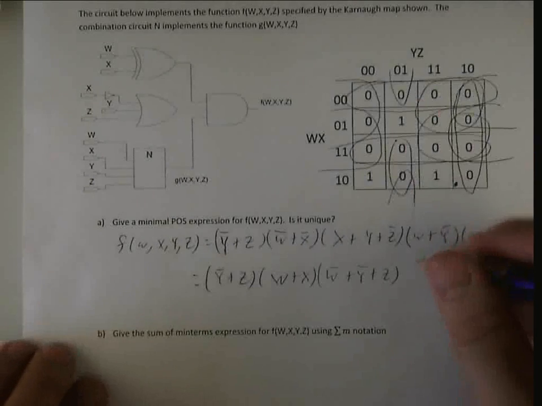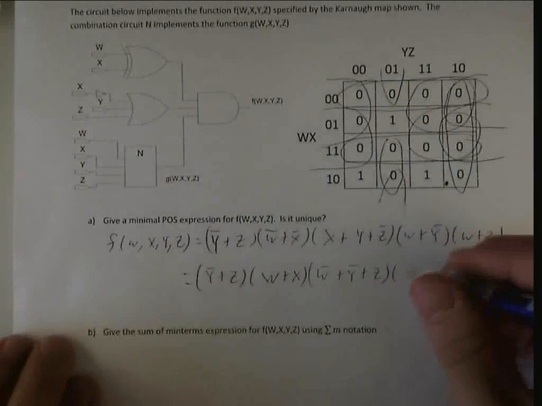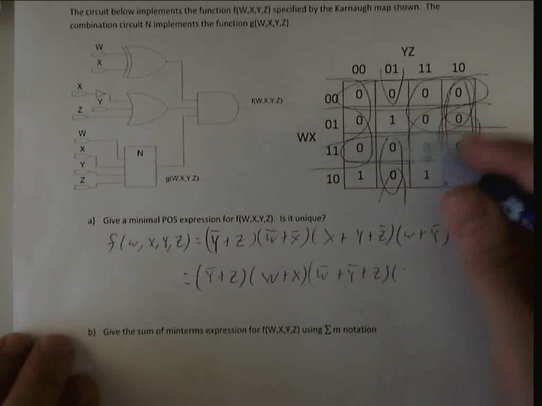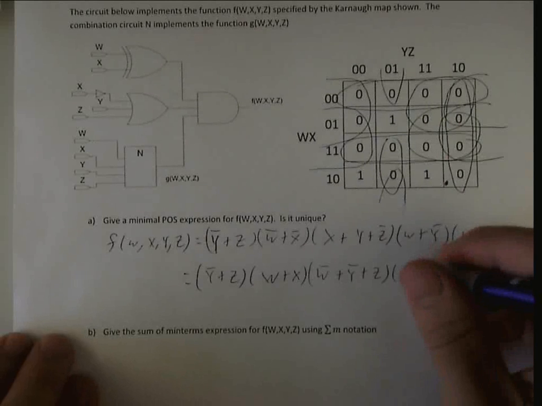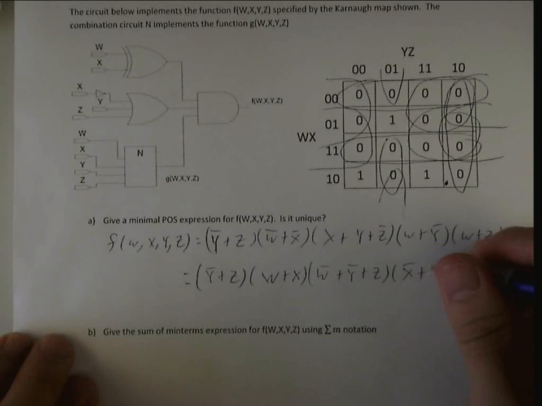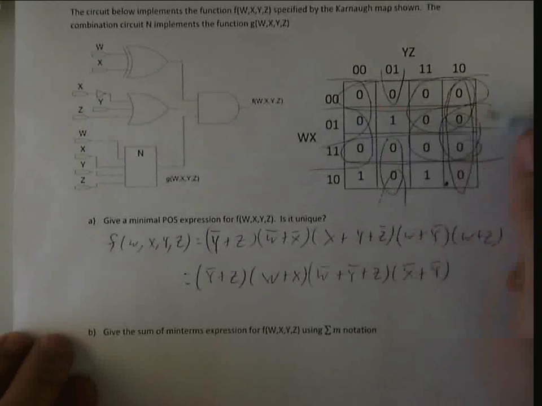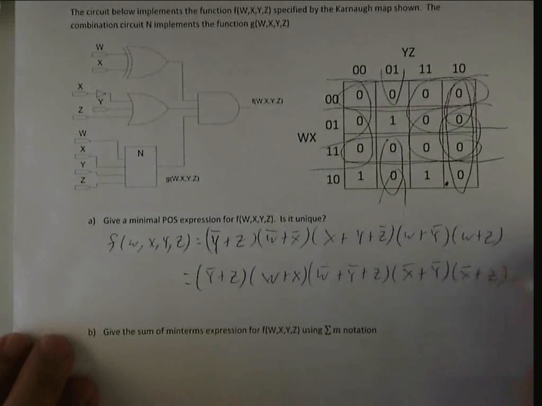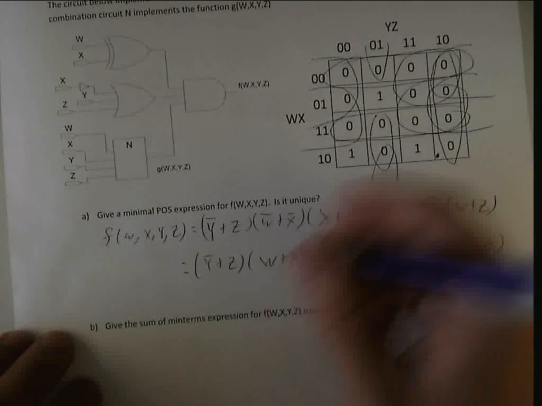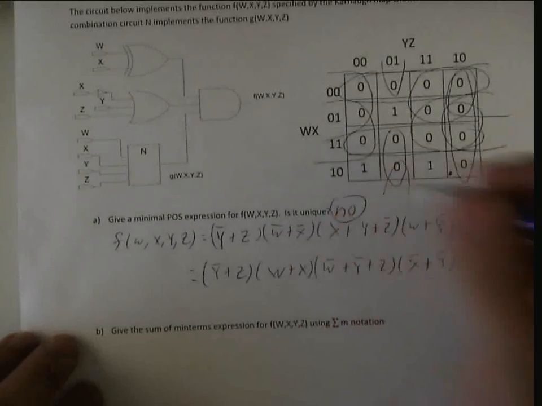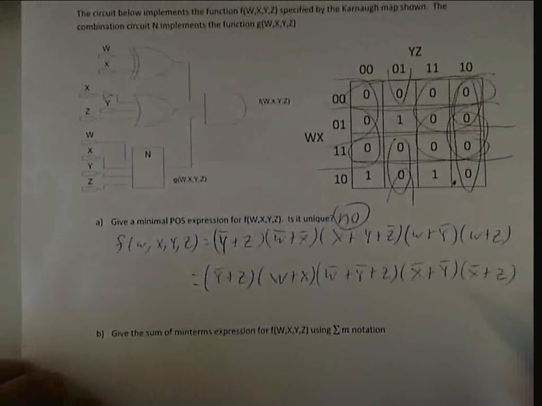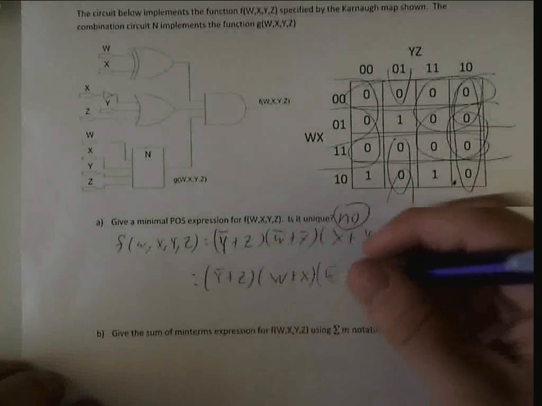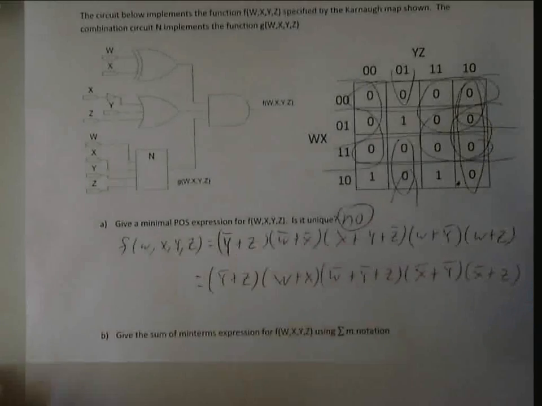So this one is W. Oh, sorry, no, this one is X bar or Y bar. And this one here is going to be X bar or Z. And so it is not unique, since we have two that have the same number of product terms and the same number of terms inside each of these. So that solves part A.